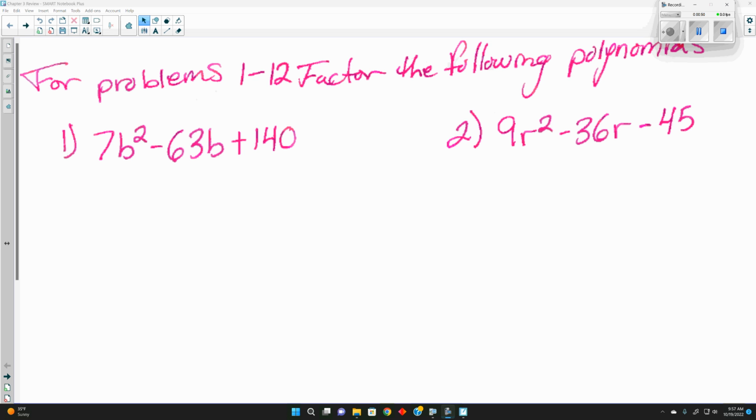So the first thing we're looking at is factoring. So we have 1 through 12 with factoring. Are there any questions on 1 or 2? Either one of these here with factoring. I'll go on and just look at number 1.